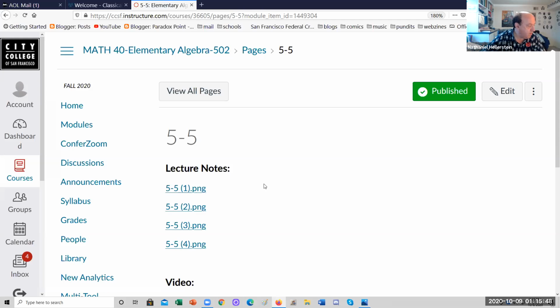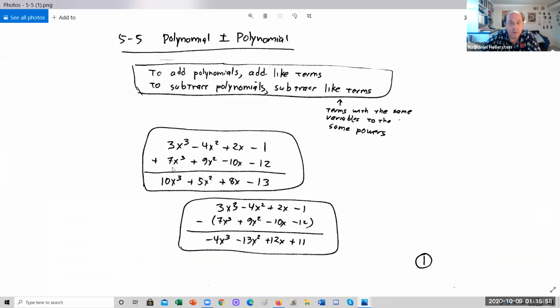Okay, 5.5, adding and subtracting polynomials. If you have two polynomials like this and this, to add them you add like terms, and to subtract them you subtract like terms. Like terms are terms with the same variables to the same powers. So here x cubed and x cubed are like terms, as are x squared and x squared, x and x, constant and constant. We add or subtract such polynomials by adding or subtracting their coefficients.